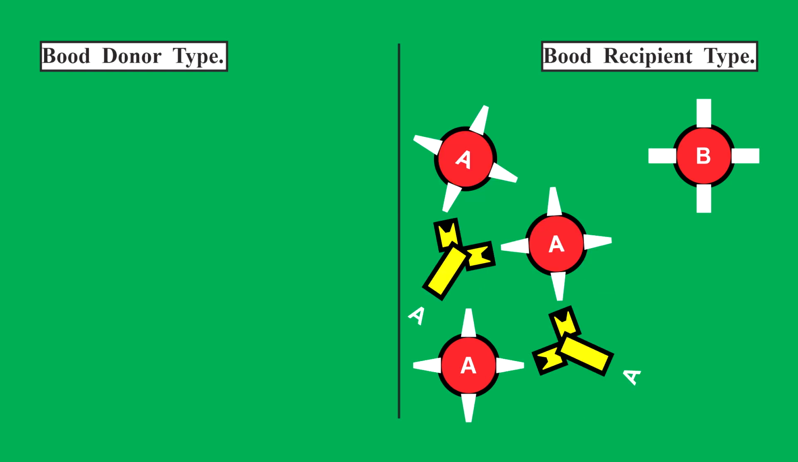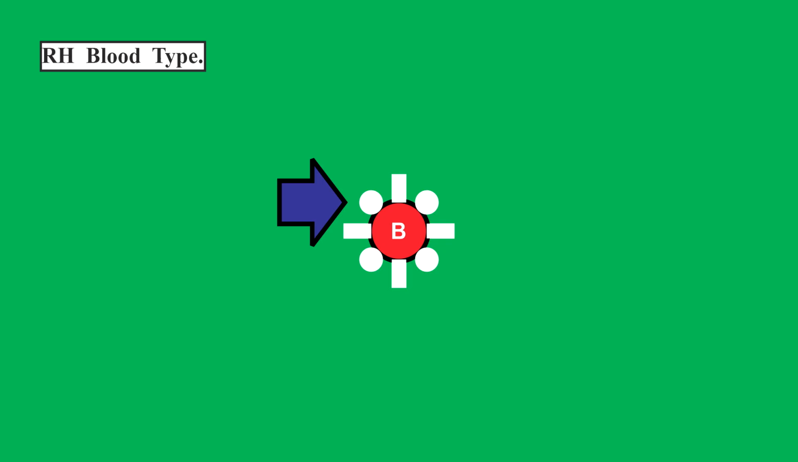When your antibodies grab onto the antigen that's on the surface of the foreign red blood cell, this will cause the red blood cells to clump together. This process is called agglutination. When all of the red blood cells clump together, this will cause blood clots and be fatal.